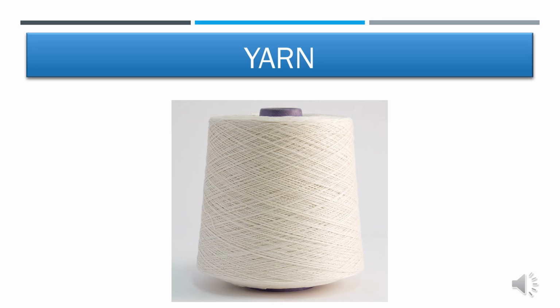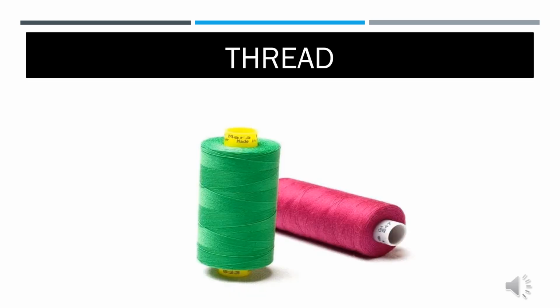Definition. A continuous strand of twisted textile fibers is called yarn. The yarn is used in weaving and knitting. Thread. A continuous strand of two or more plies of yarn, in which the plies are twisted together, is known as thread. It is used in needlework and the weaving of cloth.